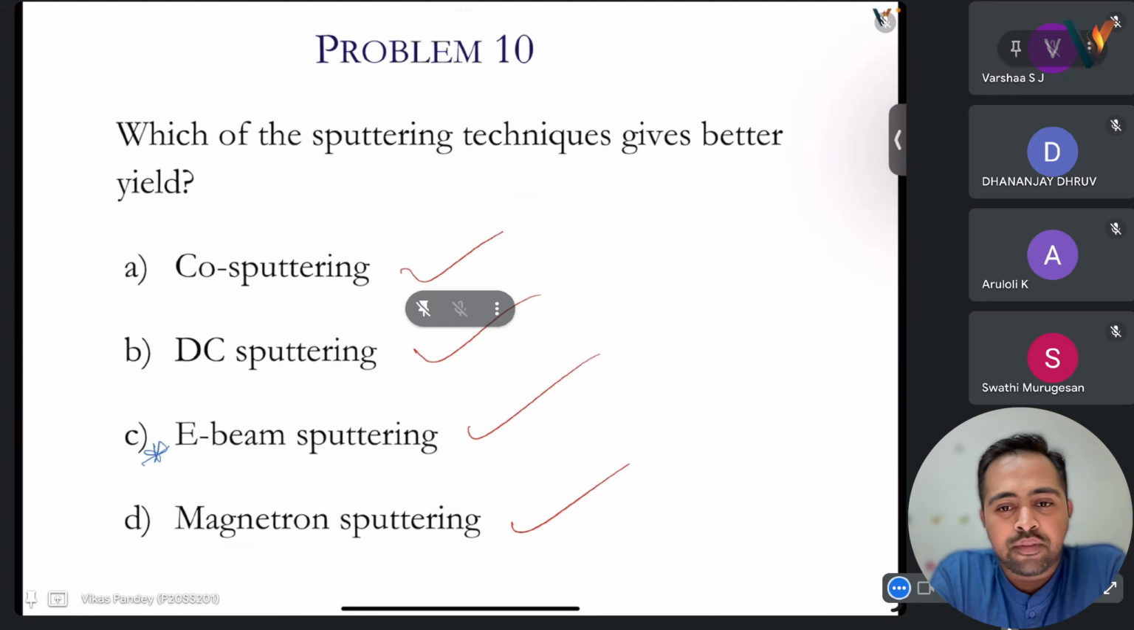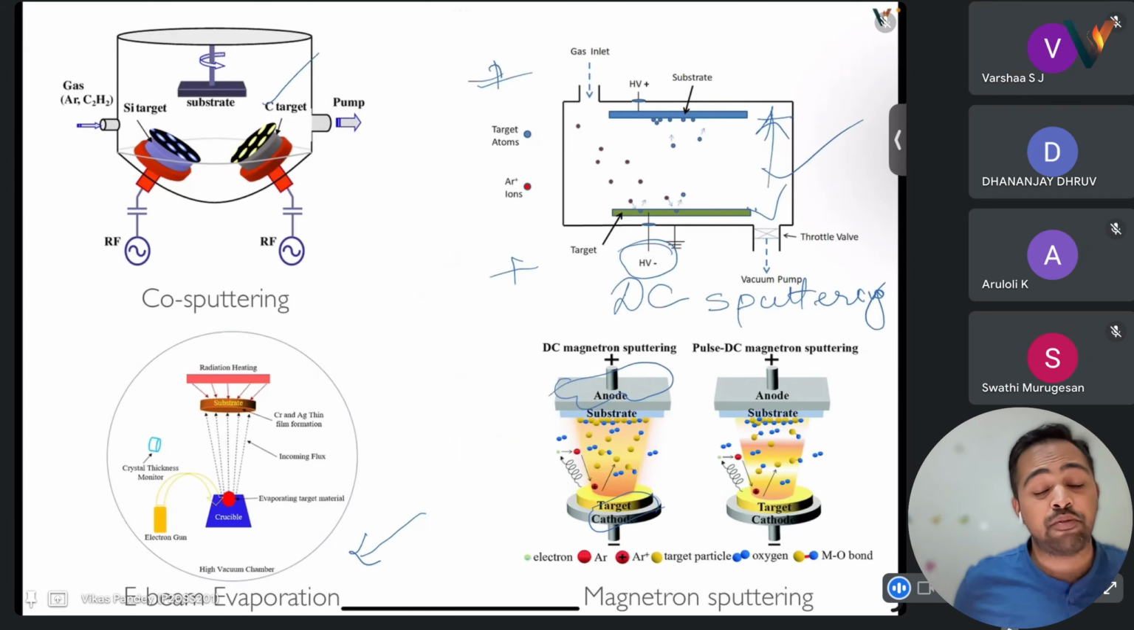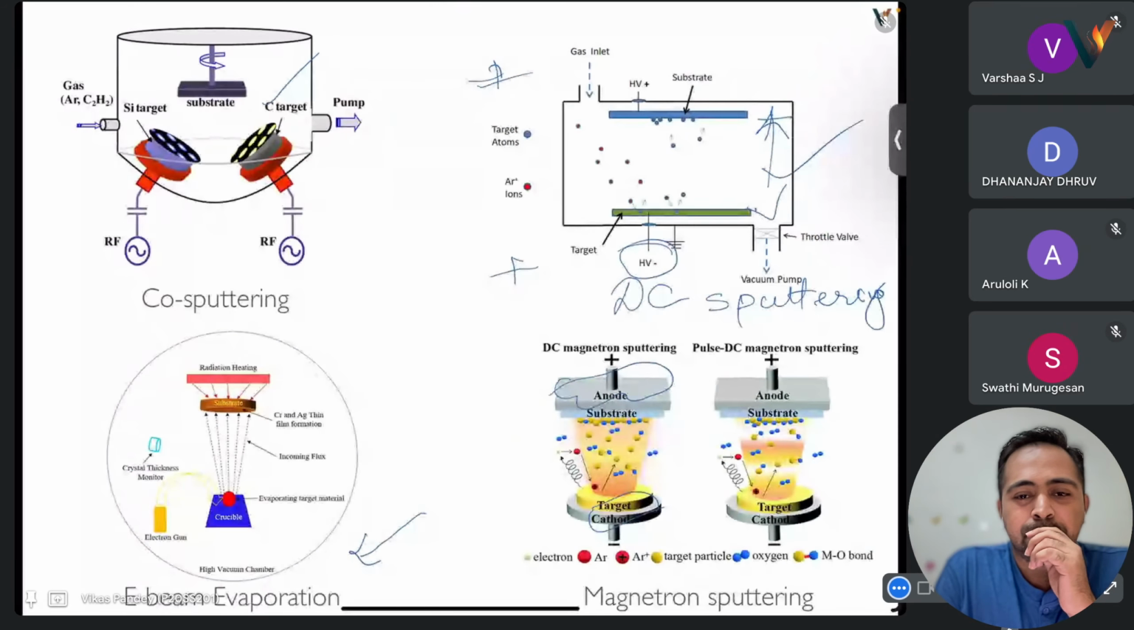Hello. Are you able to hear me? Yes, Vikas. So now can you guess which one will be the best? Like which one will give the best yield? Still, I go with electron beam sputtering only.